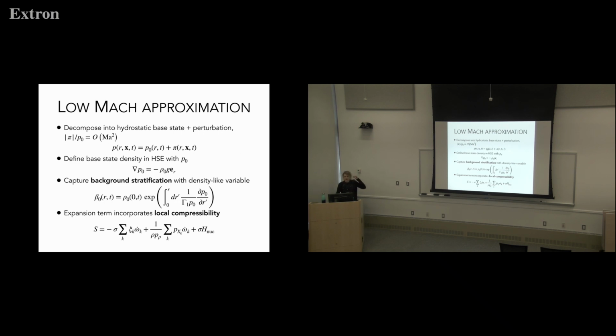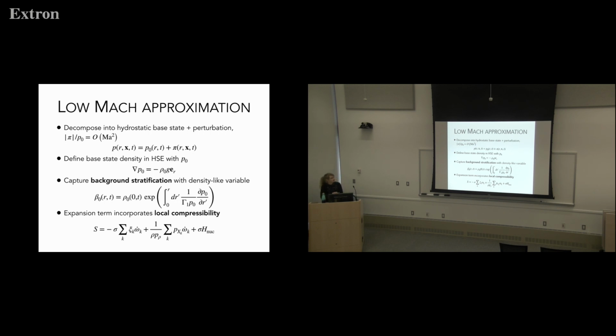Let's look a bit more at the equations. We do that by decomposing our pressure into a base state, which we define to be in hydrostatic equilibrium, and we have some perturbation, this pi term, which is an unfortunate symbol, but one that we're stuck with now. The ratio of our perturbation to our background pressure is order Mach number squared. This is the assumption that we are making for this approximation. If this doesn't hold, then our approximation is no longer valid.